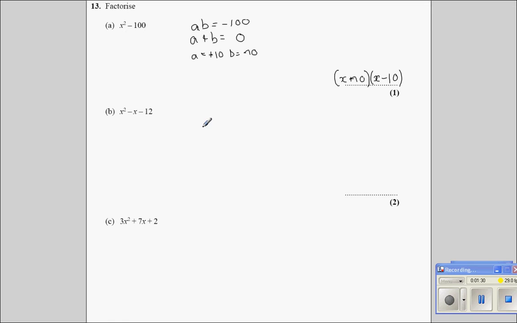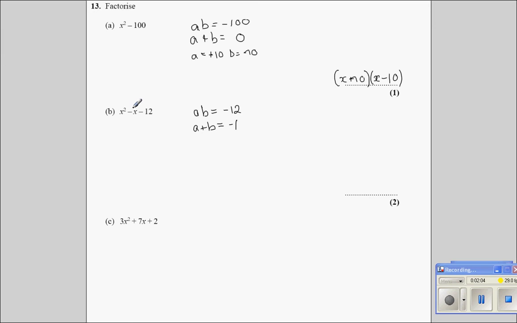The next one, we need to find our two numbers which multiply together to make minus 12, add together to make minus 1. Where did those numbers come from? Minus 12 is the constant term. Minus 1 is the middle term, the coefficient of x.